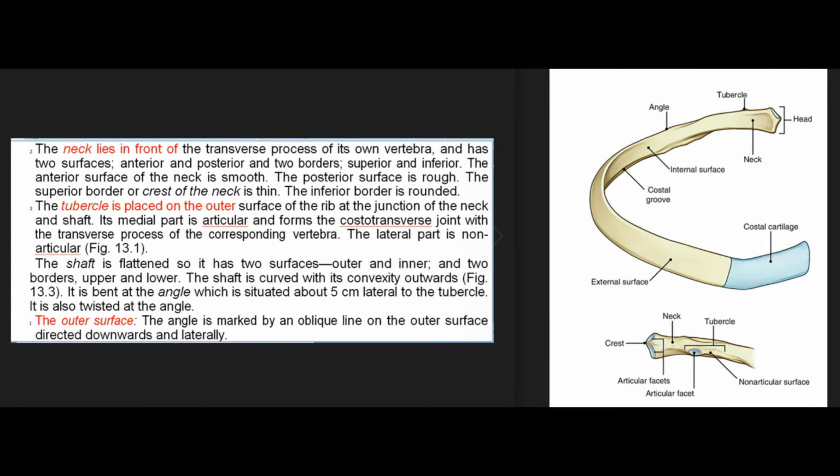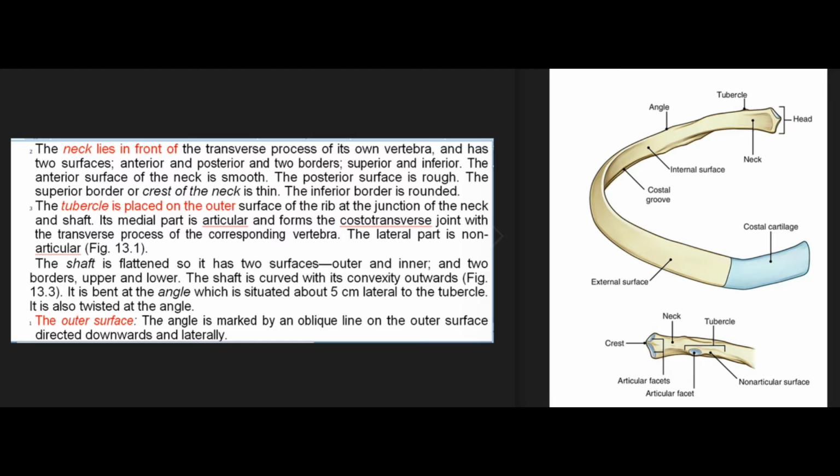2. The neck lies in front of the transverse process of its own vertebra, and has 2 surfaces, anterior and posterior, and 2 borders, superior and inferior. The anterior surface of the neck is smooth. The posterior surface is rough. 3. The superior border or crest of the neck is thin. The inferior border is rounded.